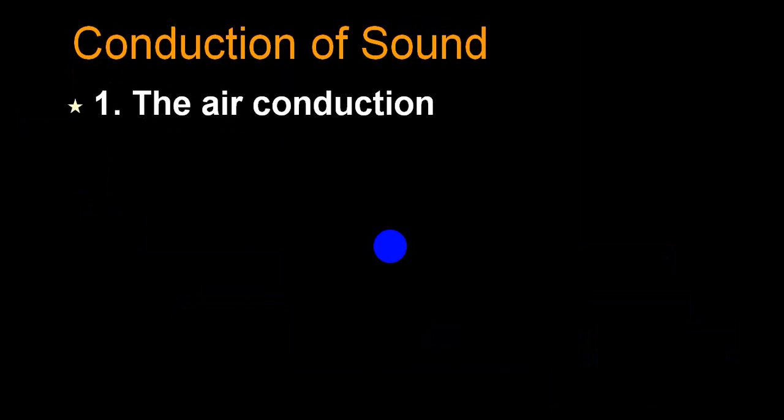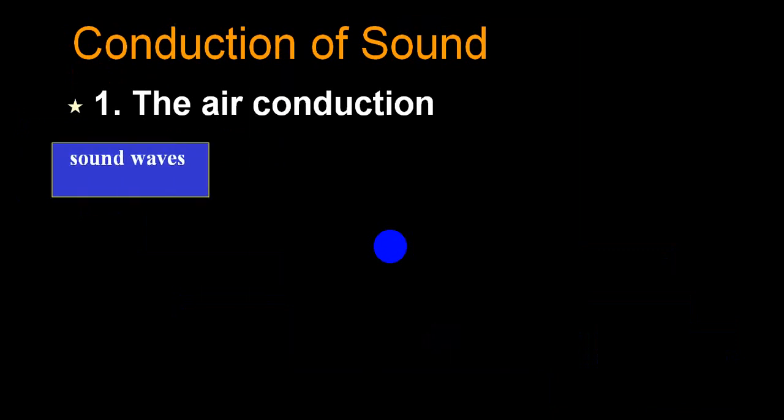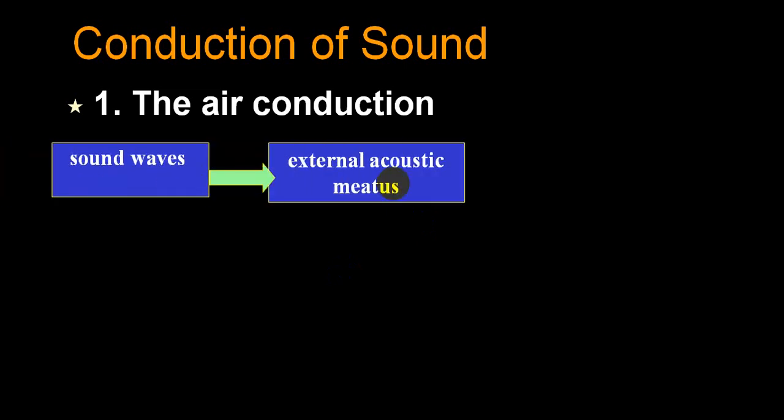So there will be two portions. One we call air conduction, where the sound waves from the surrounding enter the external acoustic meatus.